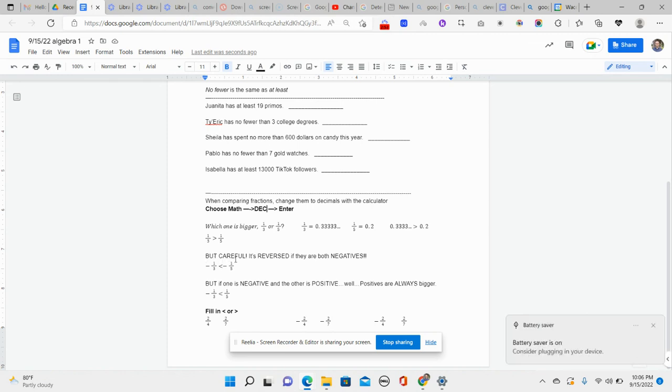But be careful, it's reversed if they're both negatives. The bigger the number, if it's negative, it's actually smaller. The bigger the negative, the smaller it is. So in this case, negative 1/5 would be larger than negative 1/3. You see how the sign change necessitated the flip of the inequality. However, if one is negative and the other is positive, well, positives are always bigger.